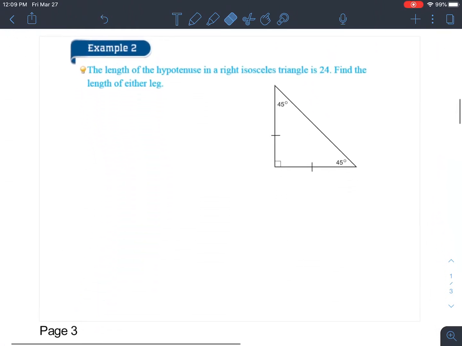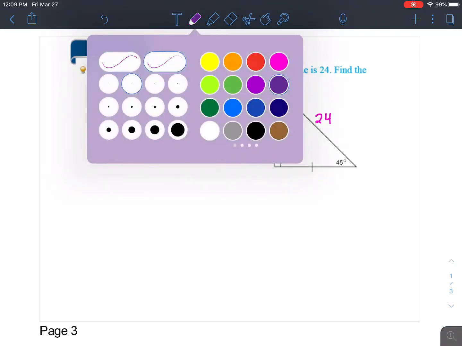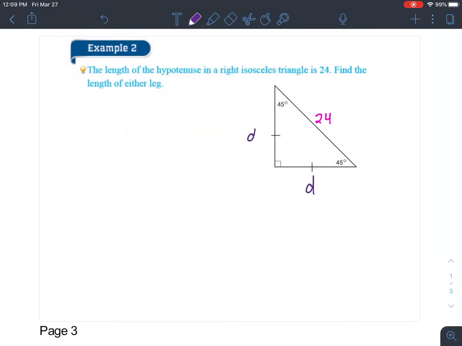Okay, in this question, we are told that the length of the hypotenuse is 24, and we need to find the length of either leg. So I'm going to write in the 24 there. And from the triangle on the last slide, we just found out that we have d there, d, and then the hypotenuse is d square root of 2. So in order to solve and find the lengths, we're just going to make an equation using those two values. 24 equals d root 2. Then we're going to divide both sides by square root of 2.